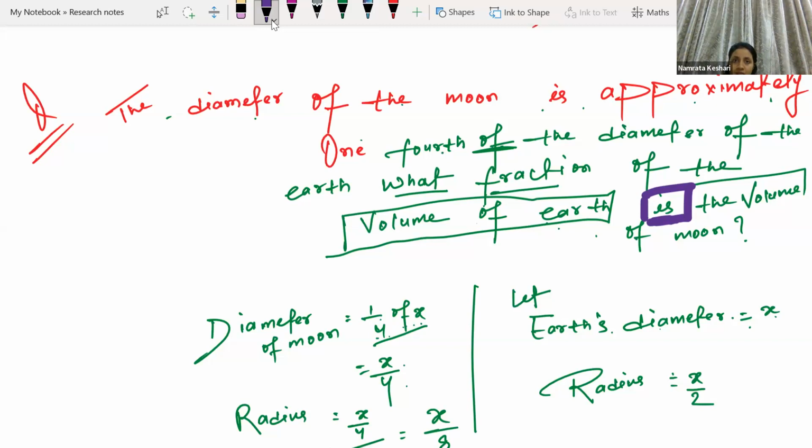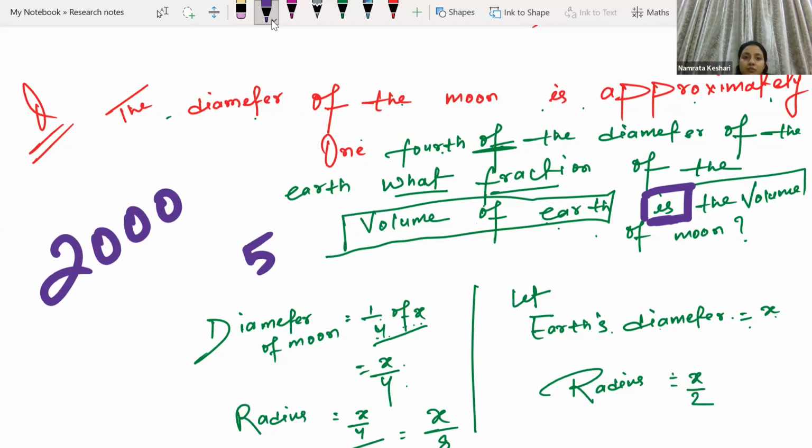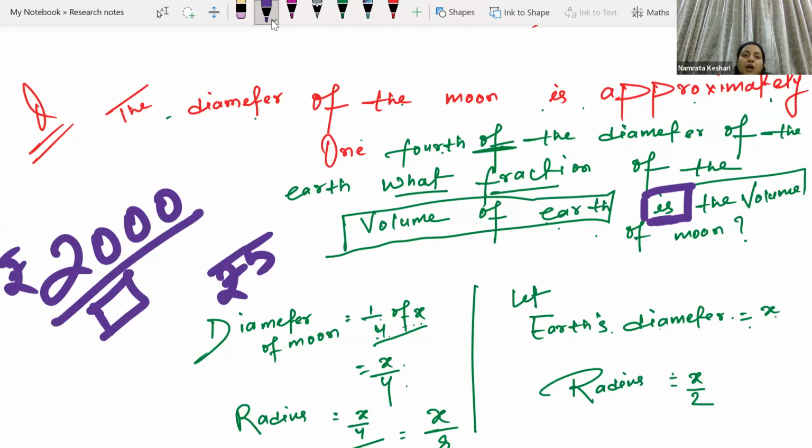Right? Yes, ma'am. So what fractional part of Earth's volume? Suppose I have 2000 rupees and you have 5 rupees, like one of the students here. My amount, what fraction will we do? We will divide 2000 by which number? What fractional part? That will be equal to 5. Getting it? Yes, ma'am.